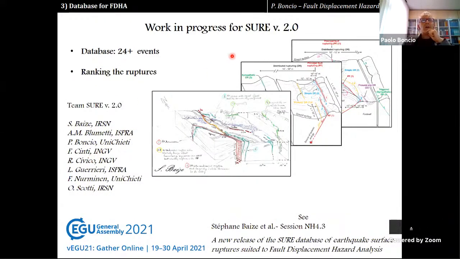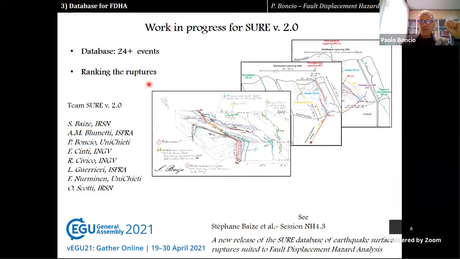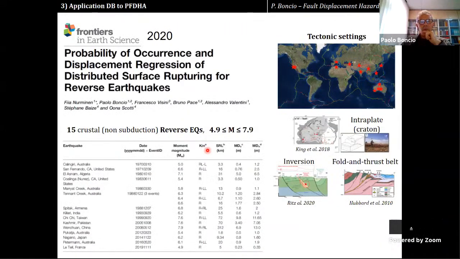There is work in progress for a new release of the database, version 2.0. The aim is to include more events in the database and we are doing a work that we name ranking the ruptures. This work is done by a team. There is IRSN, of course, and also people from ISPRA, Italy, and INGV, Italy. There will be a presentation on the forthcoming virtual EGU on this new release. To explain what ranking the ruptures means and the possible application to fault displacement hazard, I will show you the results of a work we have recently published.